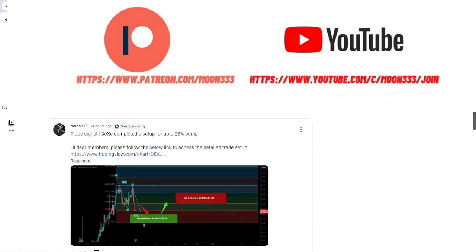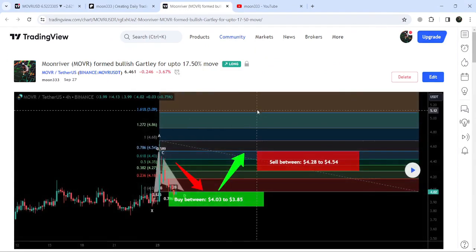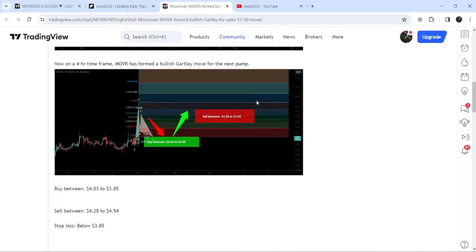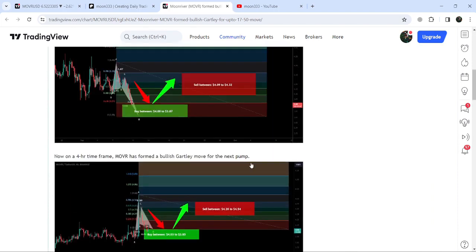Let's start the analysis, and first of all, let me begin with my most recent trade signal for Moonriver that I shared, by the way, on 27th of September 2023 with my members, and that was a harmonic bullish reversal Gartley pattern that Moonriver formed on a 4-hour time frame chart with the US dollar pair. And you can see this was the complete trade setup. This was the buying zone, the sell target zone, and the stop loss as well.